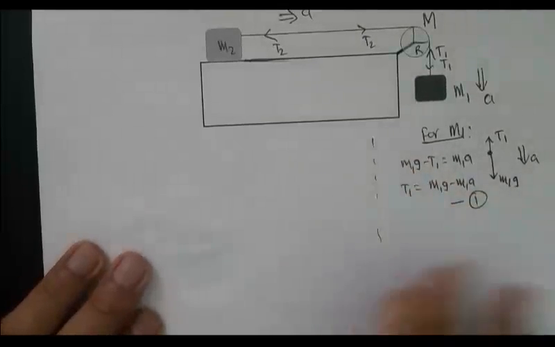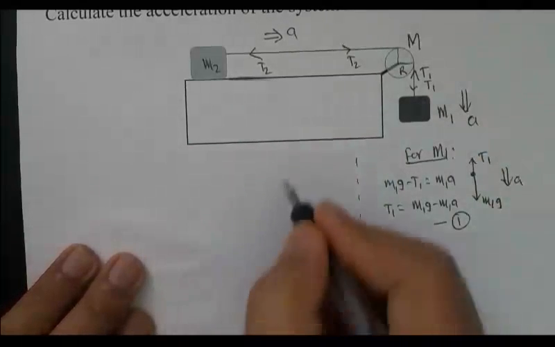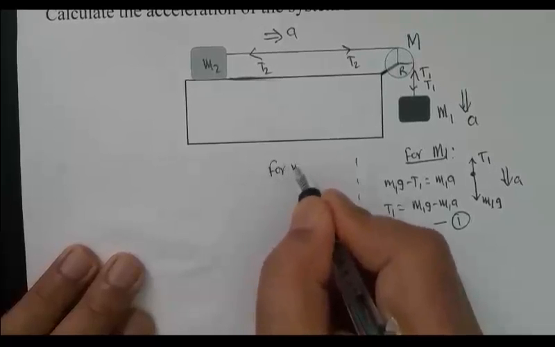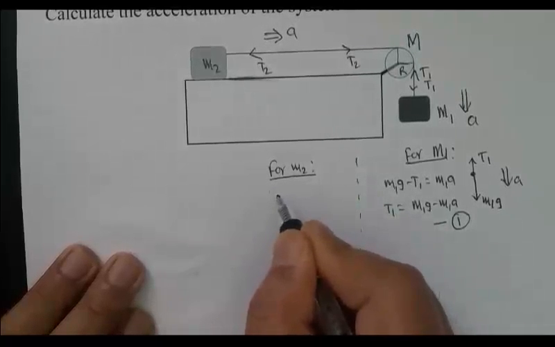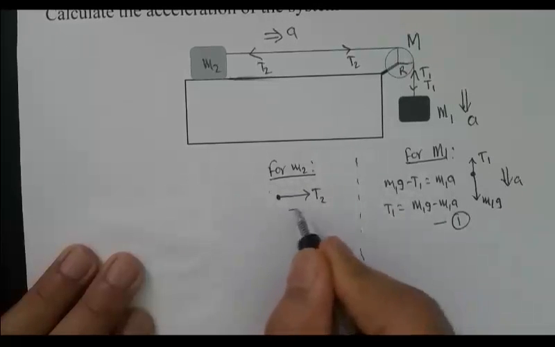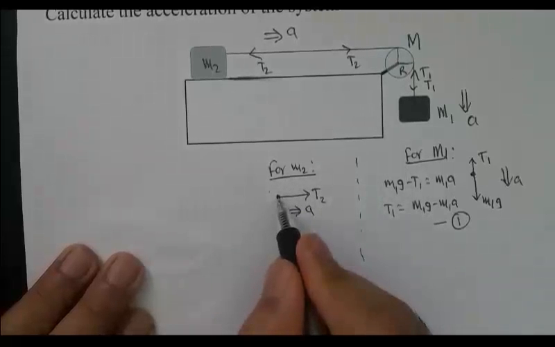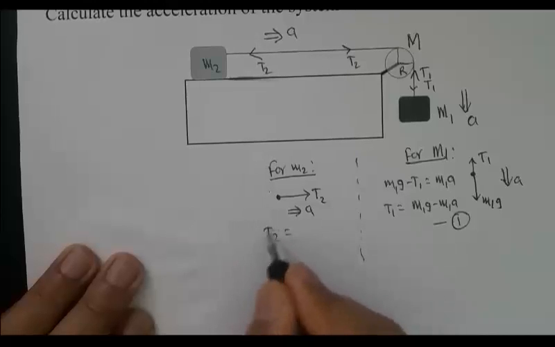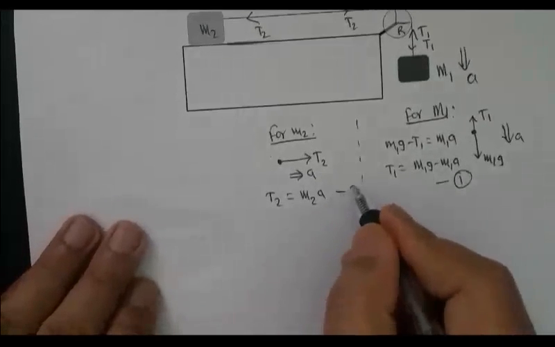So I'm going to do the same thing for M2, which is on a horizontal floor, but there's no friction for simplicity. For M2, first let's draw the free body diagram. It has only one force acting, which is tension T2, and the acceleration is that way. If there's friction, you have to add that. So Newton's second law: the only force is T2, which is M2a. Let's call this equation number 2.